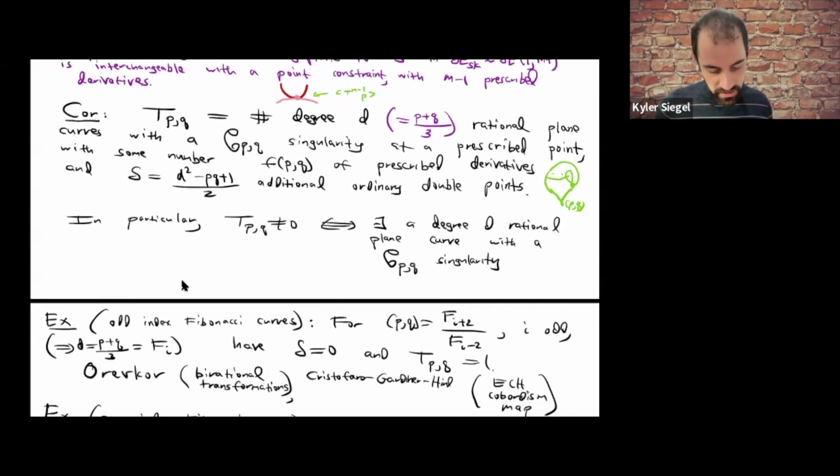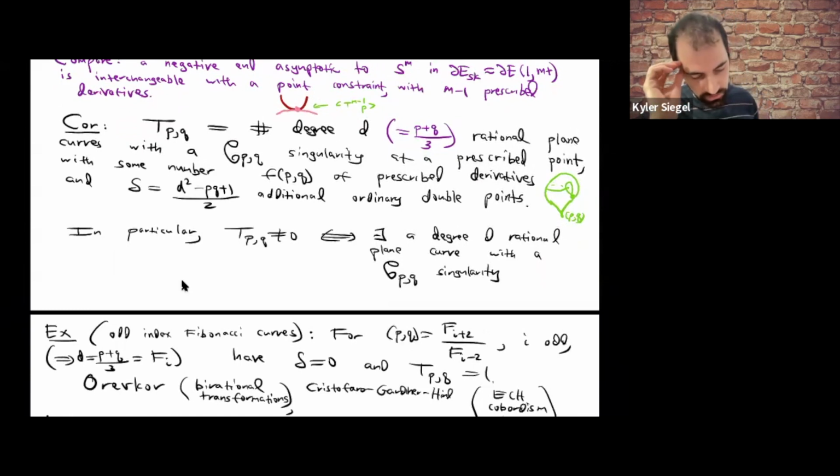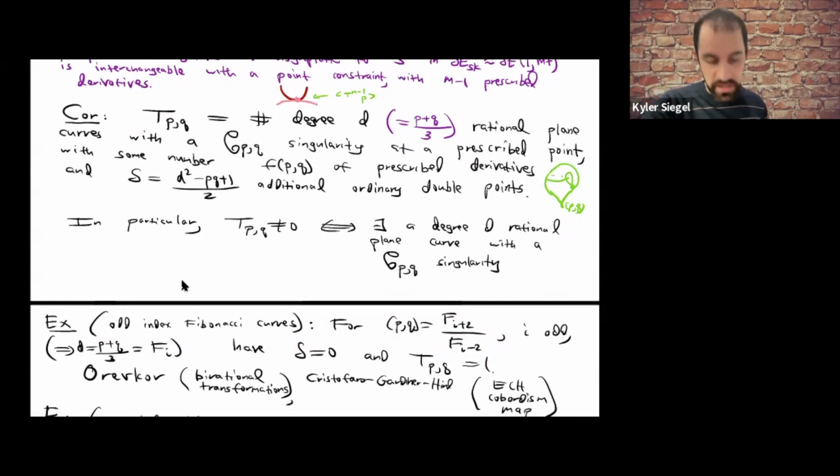Okay, so in the first direction, going back to these odd Fibonacci curves. This is the case where p/q is F_{i+1} over F_{i-2}... where i is an odd integer. And in this case, it turns out that there are no additional double points. So this singularity already satisfies adjunction. So these are just unicuspidal curves, so they have no extra singularities.